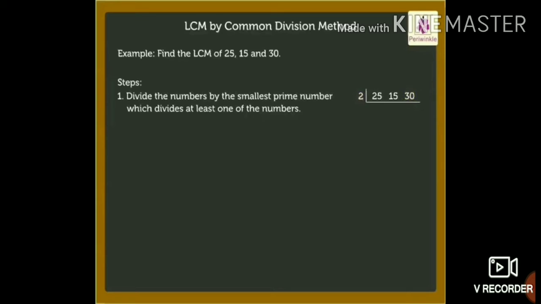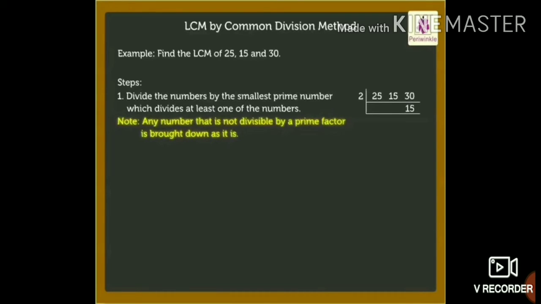So 2 is the smallest prime number here. 25 is not divisible, so write 25 as it is. Then 15 is also not divisible, so write it as it is. The next, 30, is divisible. 2 into 15 is 30.